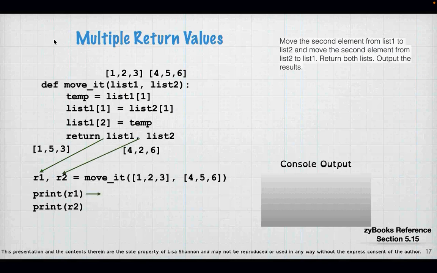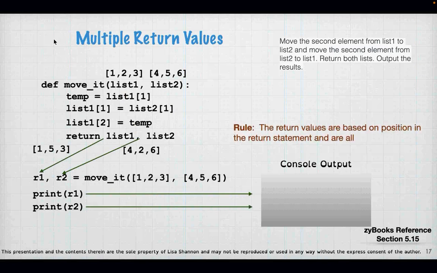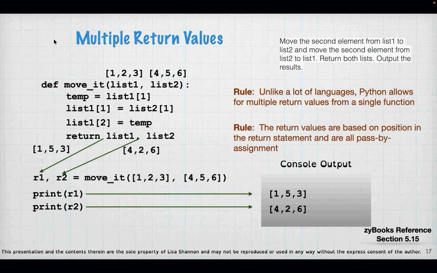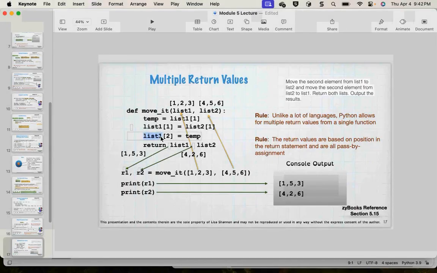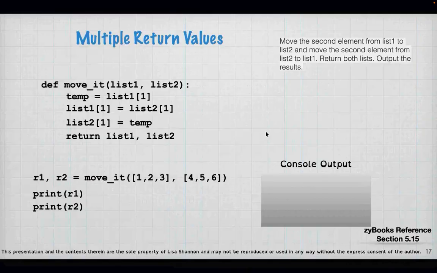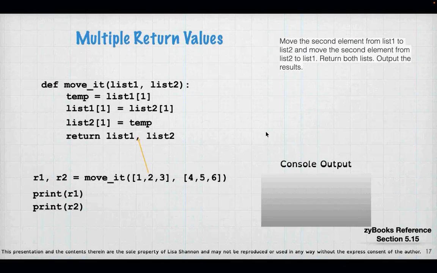take the second element from list 1 and move it to list 2, and from list 2 to list 1. So I've passed in two lists, and I've created a temp, and I've gotten the second element from list one and put it into that temp value. Then I have taken the second element from list two and put it into the second element of list one. And then I put the temp variable into the second element of the second list. Sorry, that was wrong. I just saw that.